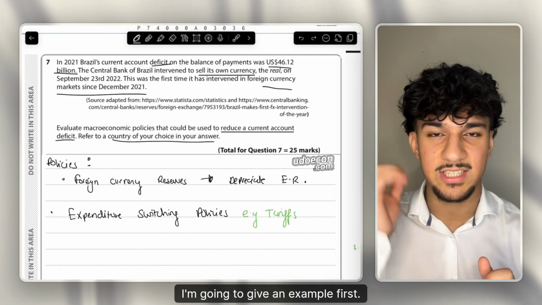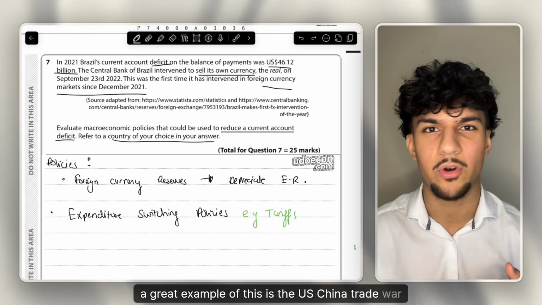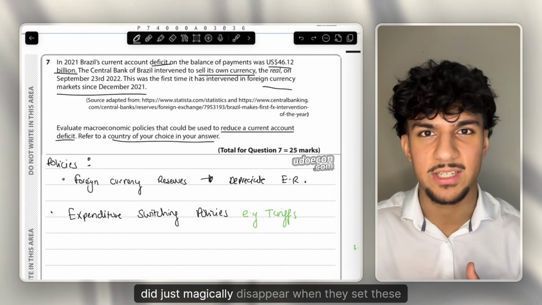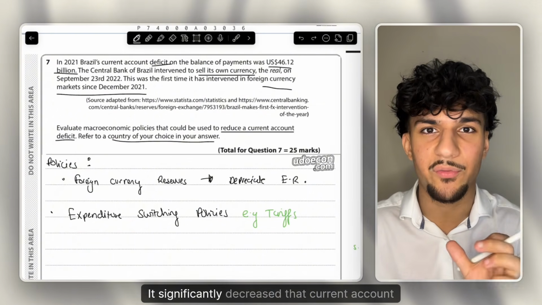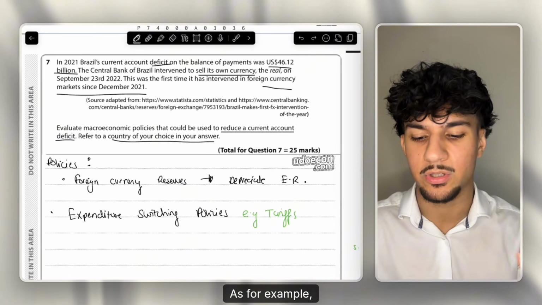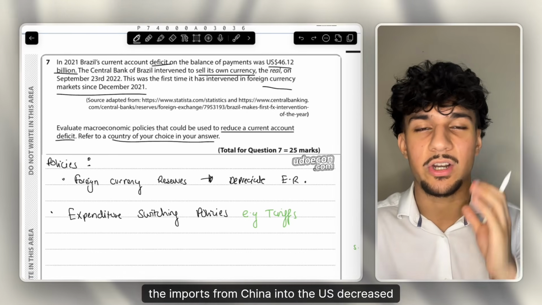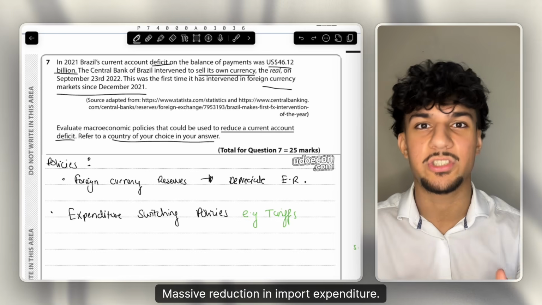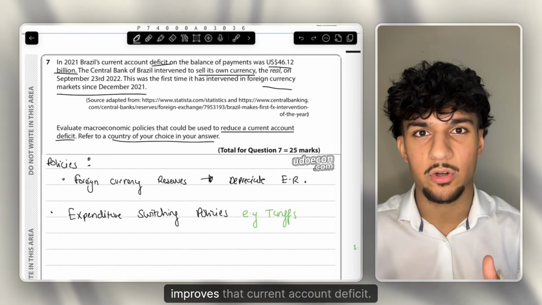I'm going to give an example first: state your point, then application. So for example, a great example of this is the US-China trade war, still going on now in 2025. Now, of course, the US current account deficit didn't just magically disappear when they set these tariffs, but it significantly decreased the current account deficit between the US and China. For example, during 2019, imports from China into the US decreased around 20%, which is very significant. What does that mean? A massive reduction in import expenditure, which improves the trade balance and thus improves the current account deficit.